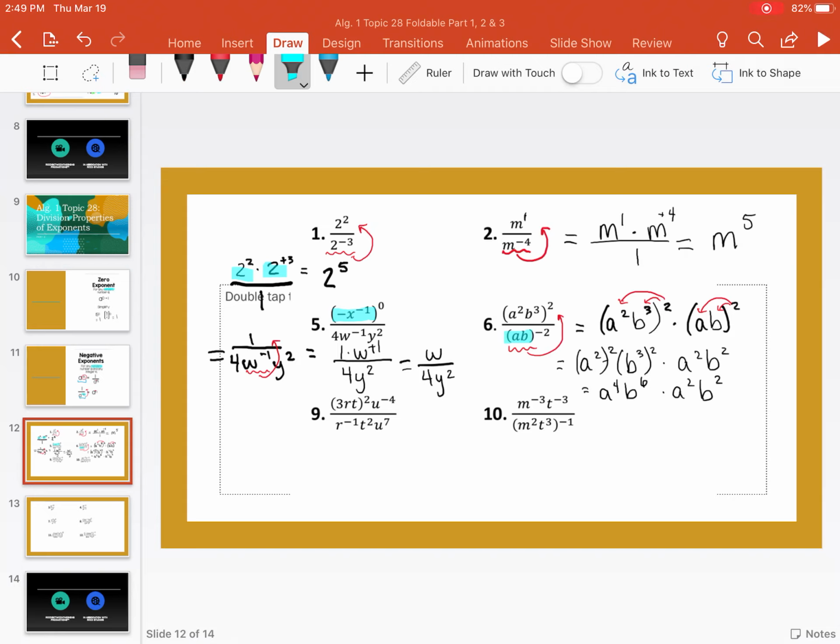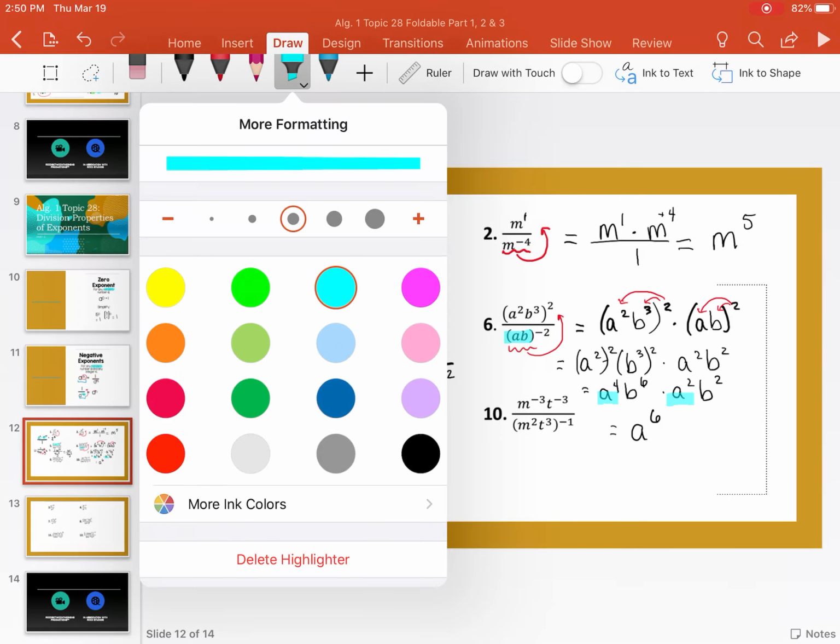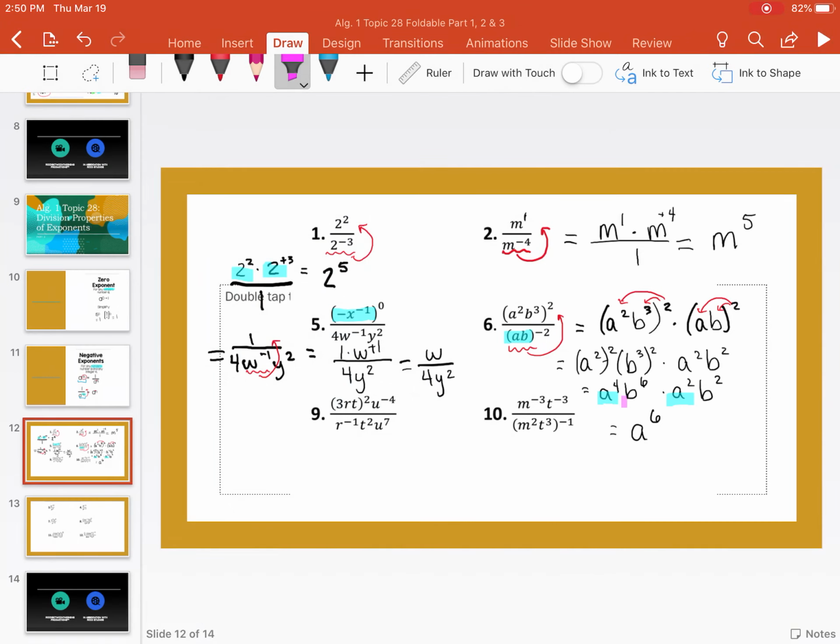Now notice here, we have a to the 4th and a squared. So these have the same bases. That means we can add our exponents. So this gives us a to the 4 plus 2, or a to the 6th. And we can do the exact same thing with our b term here. B to the 6th times b to the 2nd gives us b to the 6 plus 2, or b to the 8th. And that is our answer for that problem.